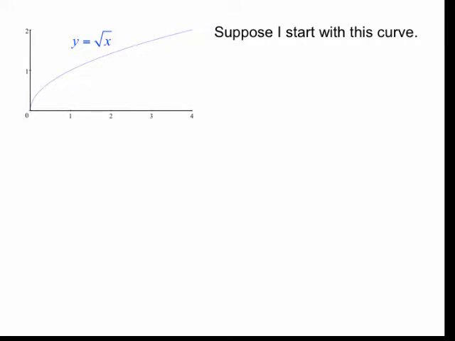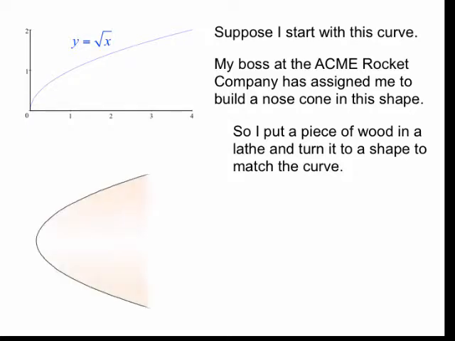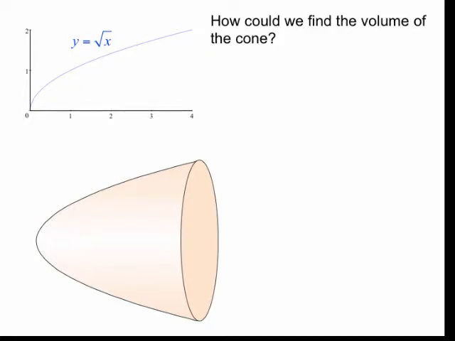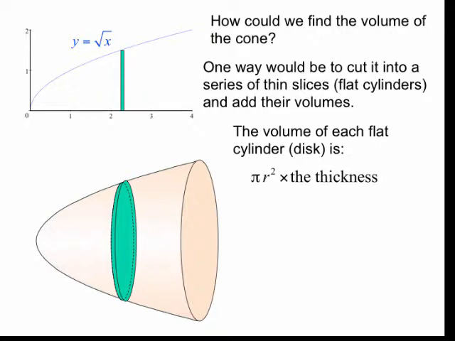So let's start with the curve y equals root x, and I'm going to revolve the region between 0 and 4 around the x-axis. If I run my rectangles vertically and revolve them, I'm going to get, as a cross-section, a disc, sort of flat cylinders, a circle with infinitesimal thickness, which we call a disc. And the volume of each of those discs would be the area of the circle, pi r squared, times the thickness of the disc.